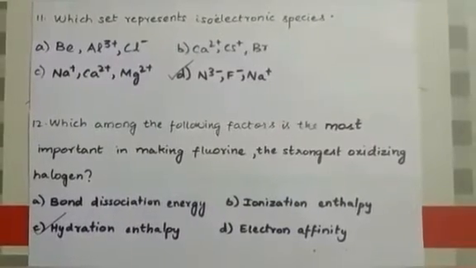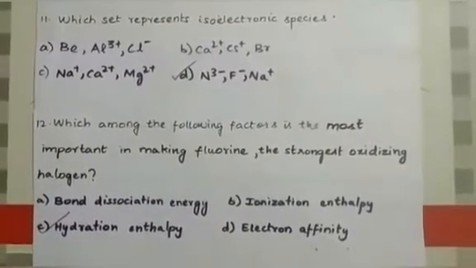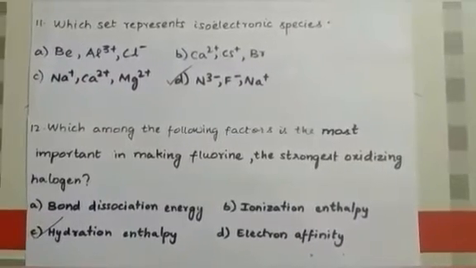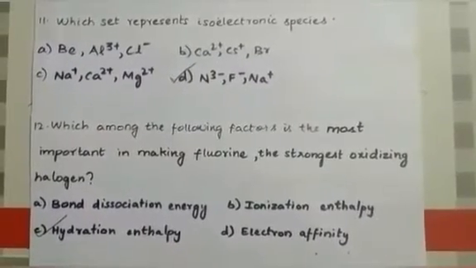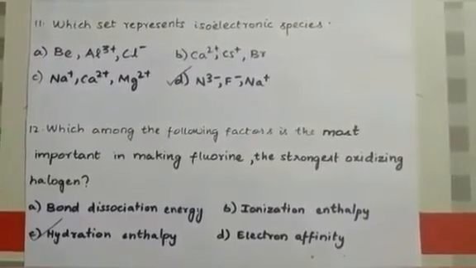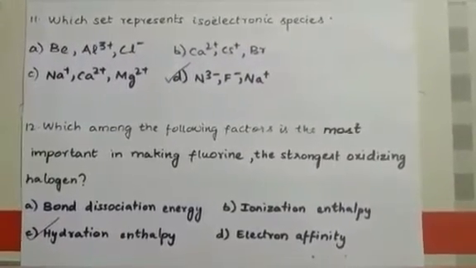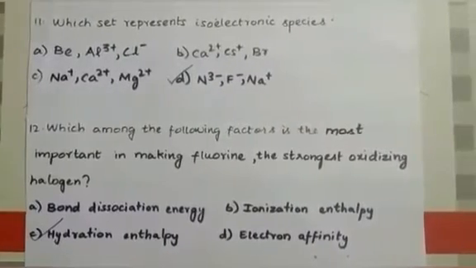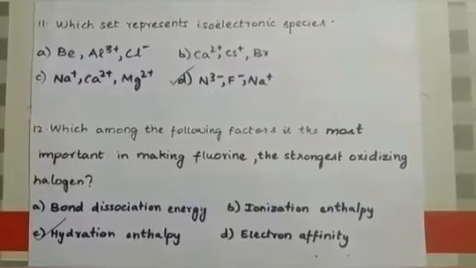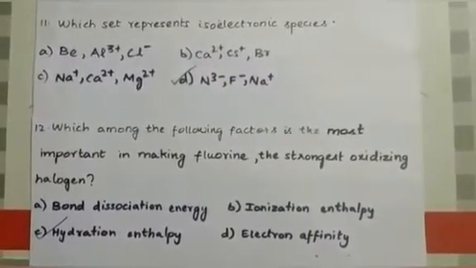In option B, Ca2 plus has an atomic number 18 and Cs plus, whose atomic number is very much larger than that of Ca2 plus, and Br. So, this is also a wrong option. In option C, Na plus and Mg2 plus have an atomic number 10 and Ca2 plus has an atomic number 18. So, this option is also wrong.